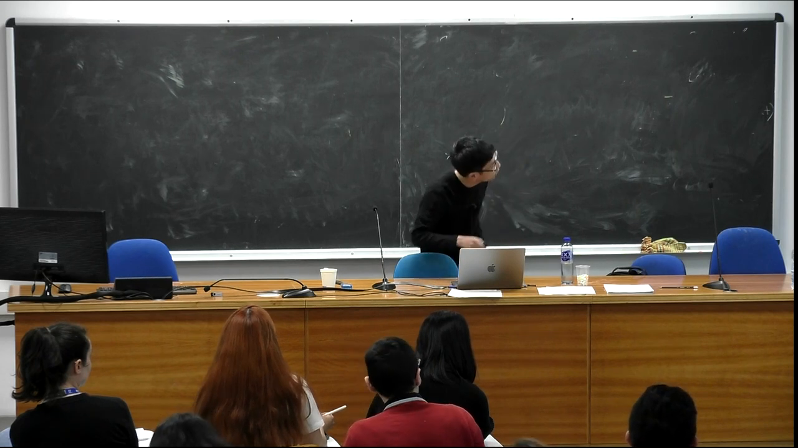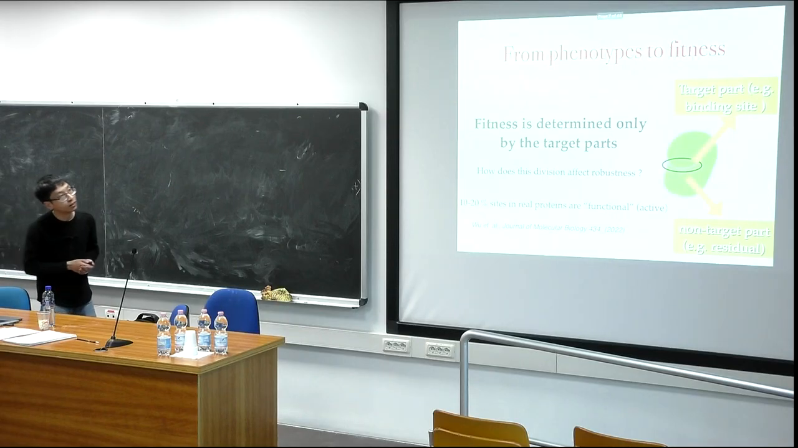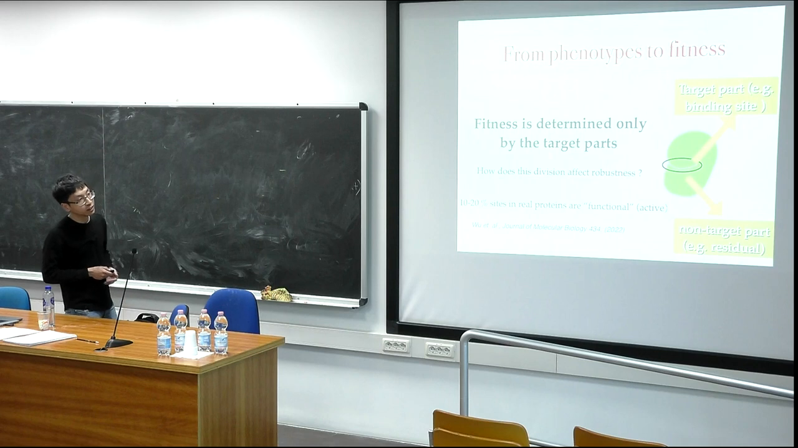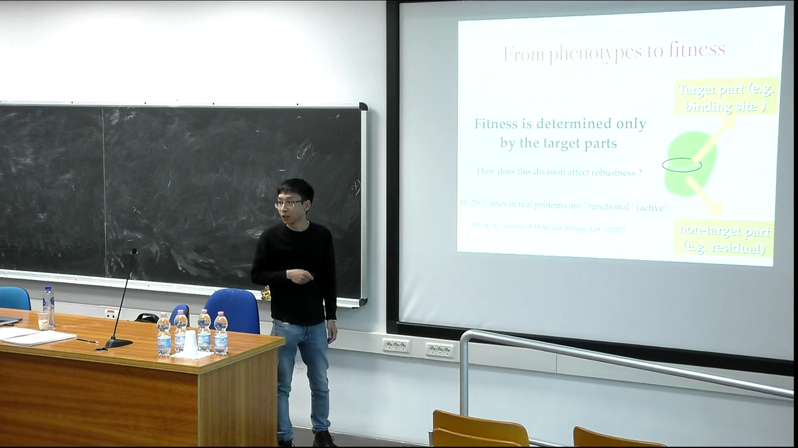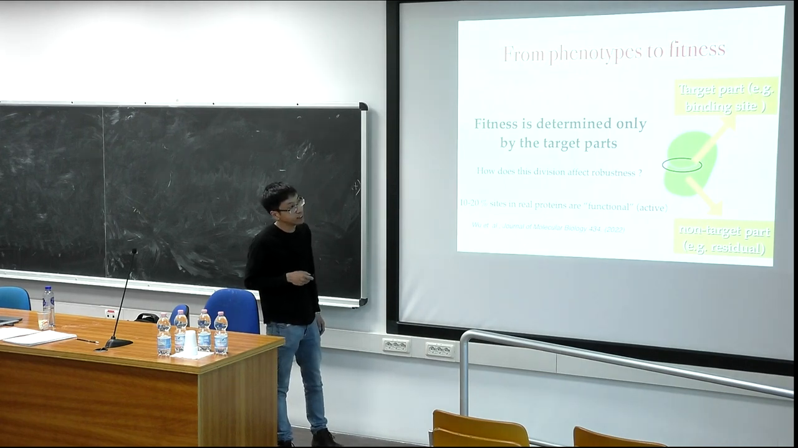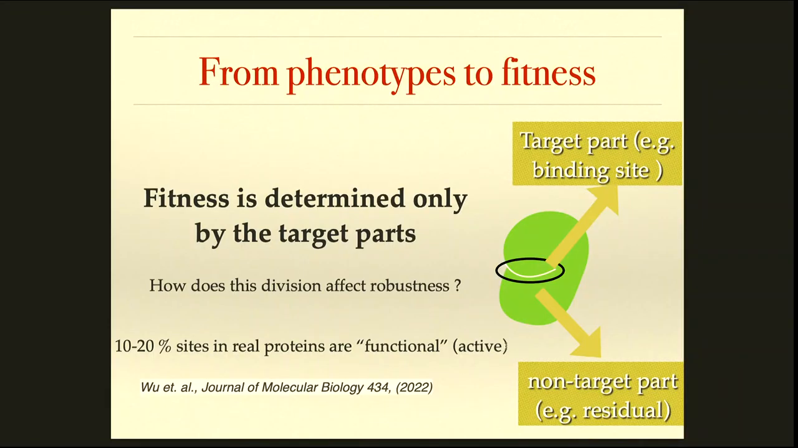First, we have two arrows here, right? Genotype to phenotype and phenotype to fitness. Let's first look at the map from phenotype to fitness. One interesting observation, which I think Kuni emphasized in his last two lectures, is that quite typically in many biological systems, such as a protein, you have two parts: a functional part and a remaining non-functional one. He calls the functional part the target part, for example the binding site of the protein, and the non-target one is the non-functional residual, for instance an inactive site.